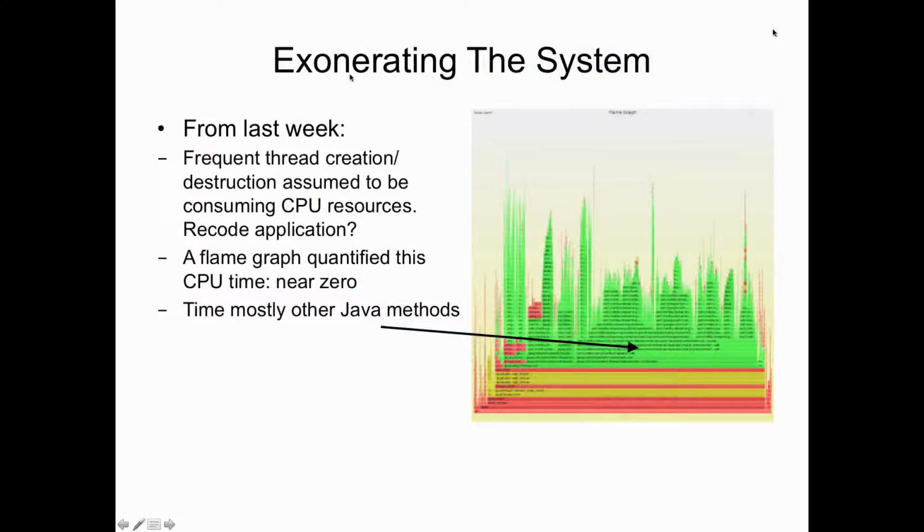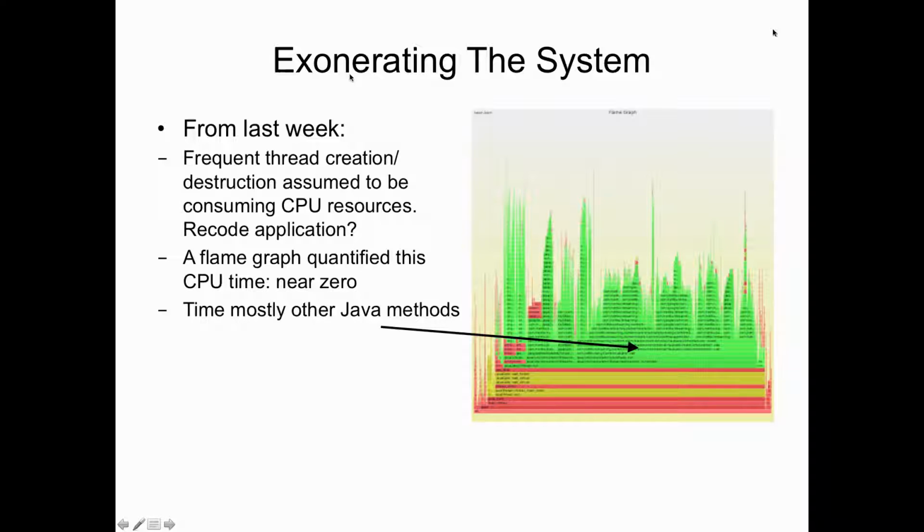Another quick example, this one was from last week. So the application developer wanted to rewrite the app because it was creating and destroying threads really quickly, and the assumption was this was burning CPU time, and this was inefficient. I was like, hold on, let's just have a look at a flame graph to see how much time is spent on thread creation and destruction.